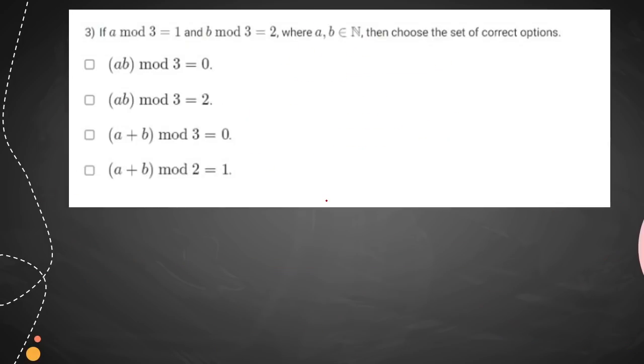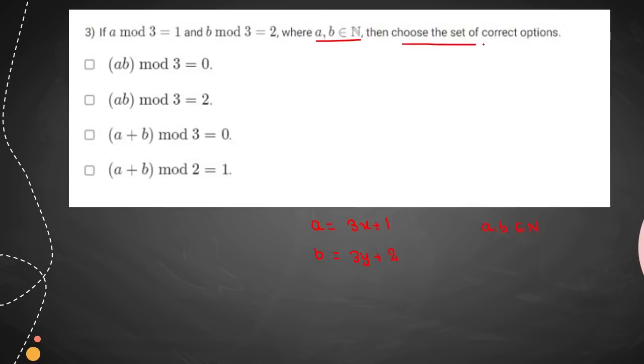Moving to the third one. So the third question says A mod 3 is equal to 1. So that means we can write A as equal to 3x plus 1. Similarly, B mod 3 is equal to 2. So B will be equal to, let us suppose, 3y plus 2. And A and B belong to natural numbers.